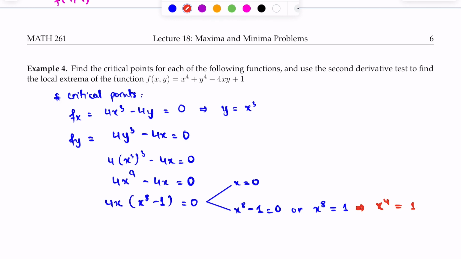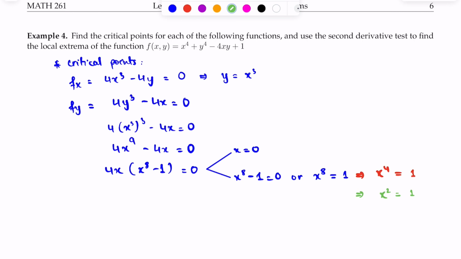Then we're going to take another square root, and I have x squared equal to plus and minus 1. Again, I'm going to drop the negative value because I just want to consider real-valued functions here. So you have x squared equal to 1. Then take another square root on both sides of the equation, and I'm going to get x equal to plus and minus 1. So there are two values of x here when you consider the solutions of the equation x to the 8 minus 1 equal to 0.